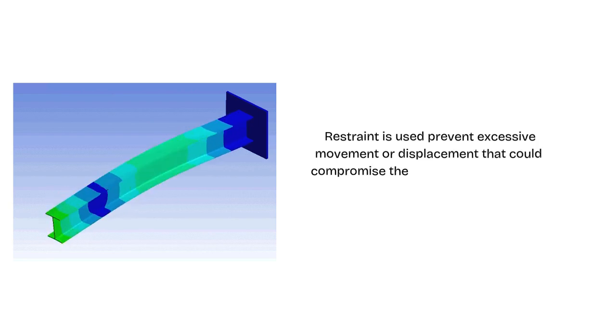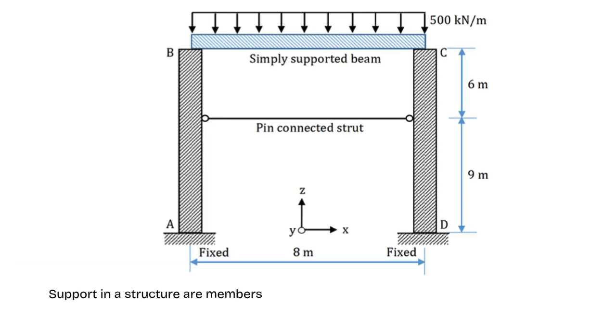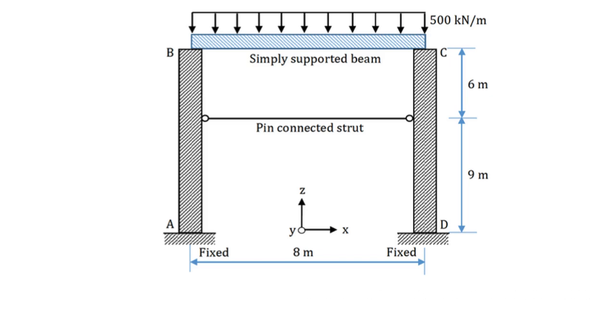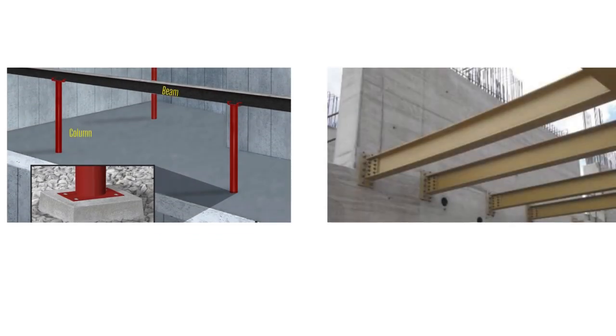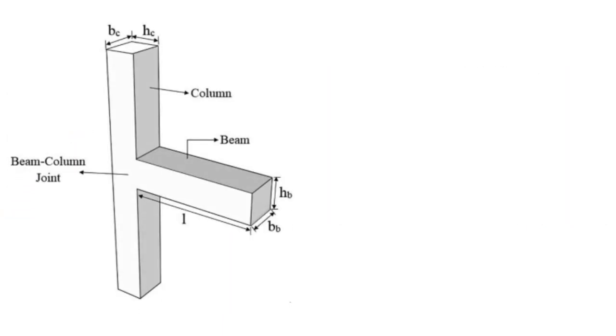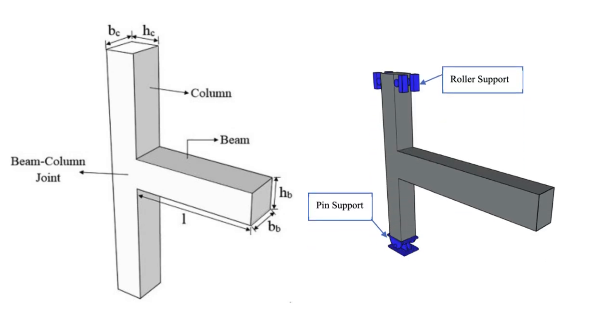A restrained body can't freely move or rotate because it is being held in place by a fixed connection or support. Supports in a structure are members that facilitate the supported structural element to bear or resist the load coming over it. For example, a column supporting a beam, or a beam whose one end is supported on a wall, etc. The support between the column and beam can be made through connections in many ways. For example, they can be connected as a fixed support, and the connection won't allow any movement of the joint during the action of load.